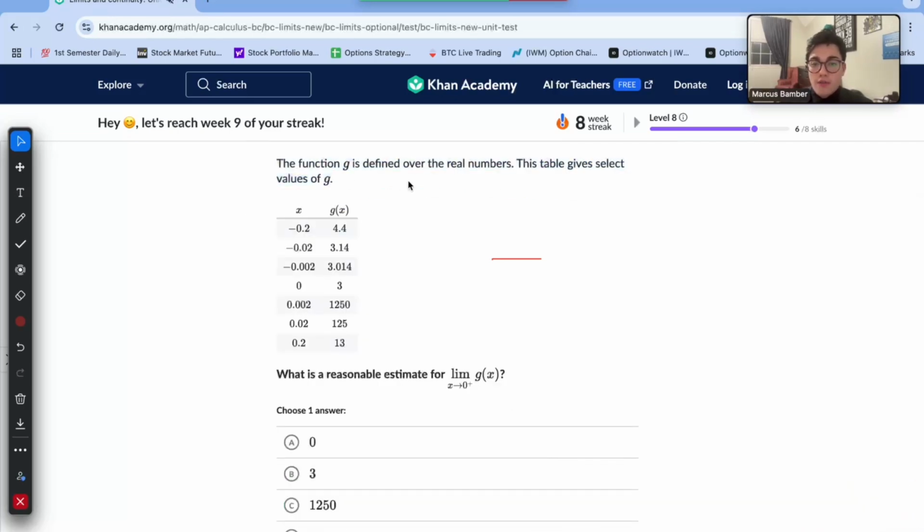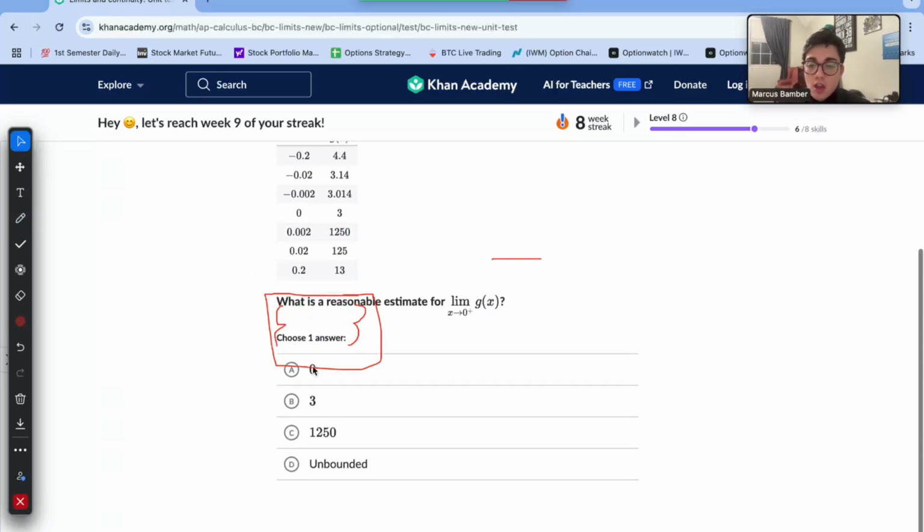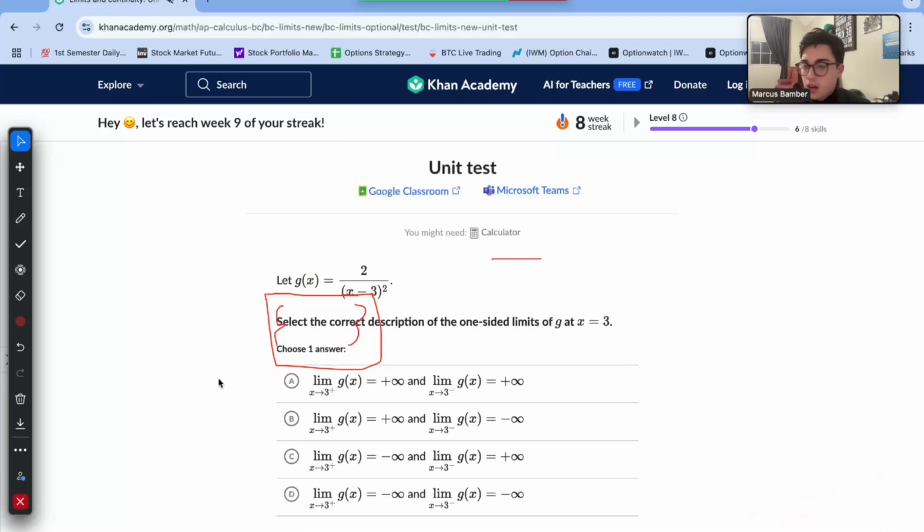Okay, the function g is defined over all real numbers. This gives selected values. We're trying to find the limit of g of x as x approaches 0 from the right. From the right, we're only going to be looking at these values here that are to the right of 0. And as you can see, as we get closer and closer, each step gets closer to 0. Our y value gets closer and closer to positive infinity. It looks like it's unbounded. It's increasing at an increasing rate, which means the reasonable estimate is going to be unbounded. It's going to go off into infinity.